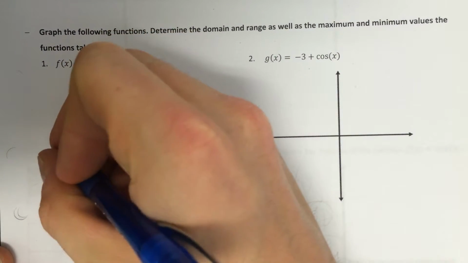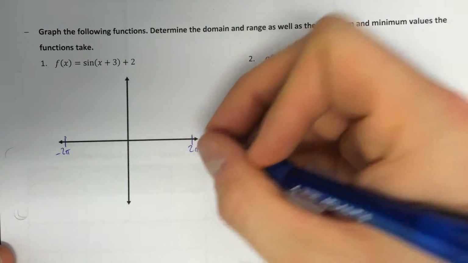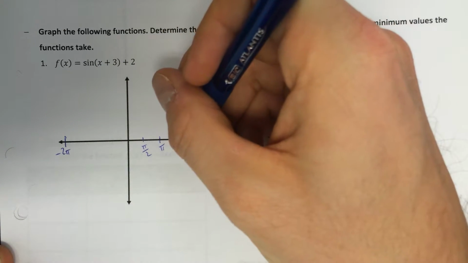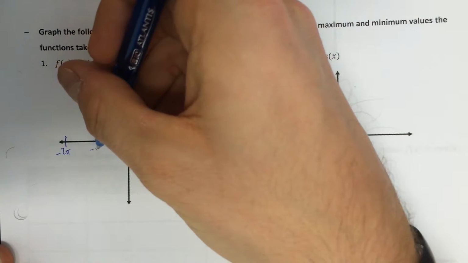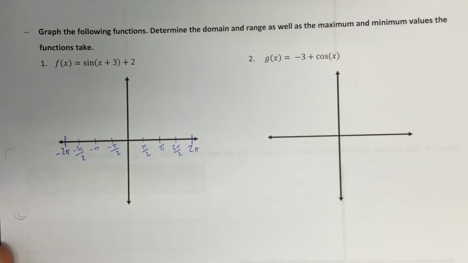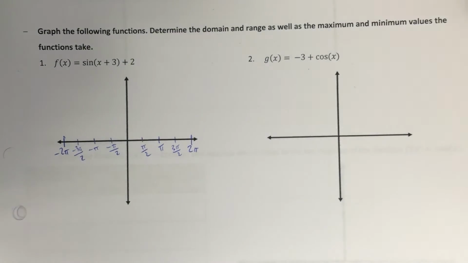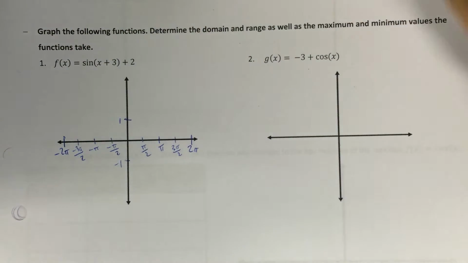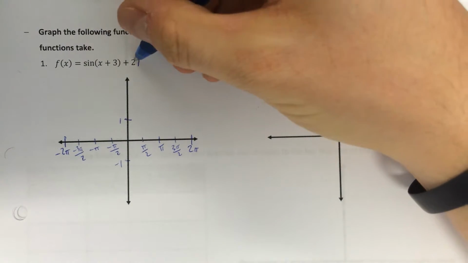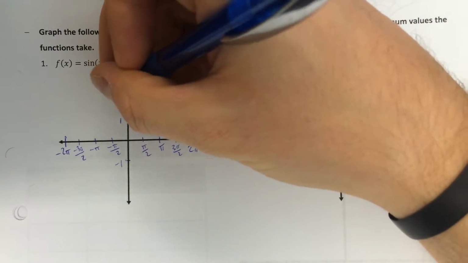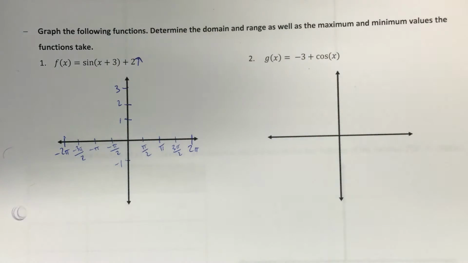I'm still going to scale my axes the same way, so negative 2 pi to 2 pi on the x-axis. So then pi over 2, 3 pi over 2. This would be negative pi over 2, and negative 3 pi over 2. And usually we go from 1 to negative 1, but I see that I'm going to have to shift up. This 2 tells me I'm going to have to shift the function up, so I know I'm going to need 2, 3, because I need to shift the function up 2 units. So let's see how this works.